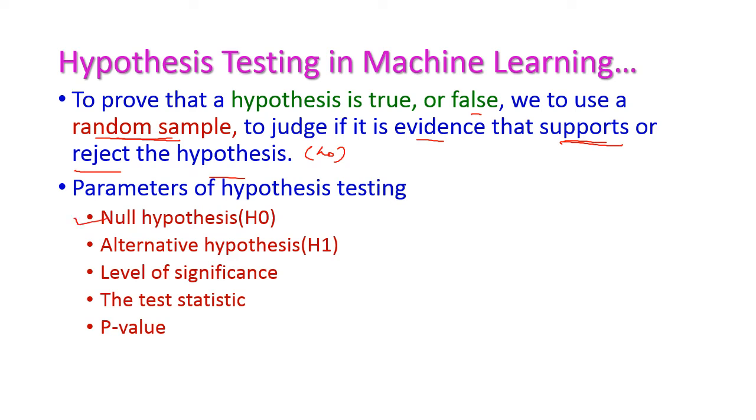First one is null hypothesis, that is H naught. Second one is alternative hypothesis, that is H1, which is opposite to H naught. Okay, and next one is level of significance, the test statistics and p-value. Let us see all these things one by one in detail.